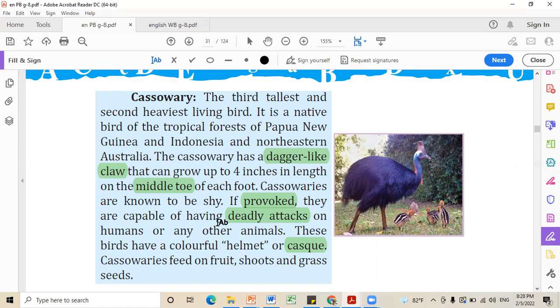So those are other information, and also we can use this as well, right? The third tallest and second heaviest living bird. So that is again another piece of information.